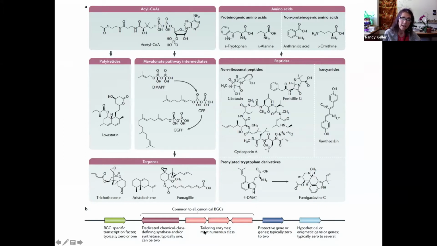Now, in a biosynthetic gene cluster, there's also typically 2 to 15 tailoring enzymes. And these are very critical too, because they'll take the backbone that's derived from, let's say, the polyketide synthase and be responsible for adding different moieties, such as a methyl group, or an oxygen group. So these are really important.